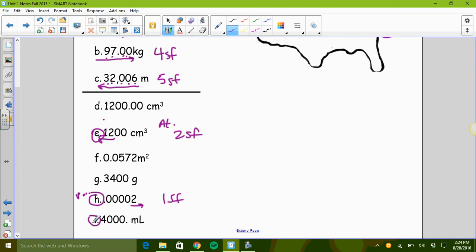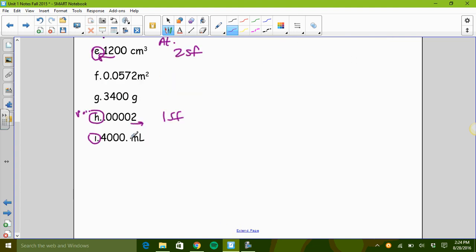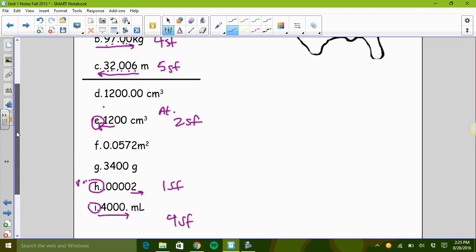The last one I'll do is I, and you'll see that we have a weird situation. The decimal's just here at the very end. There's no 0 afterwards, but the decimal's still present. You still start from the Pacific, and you still count everything after the first non-zero digit. So start counting the 4 and everything past that. 4 sig figs.